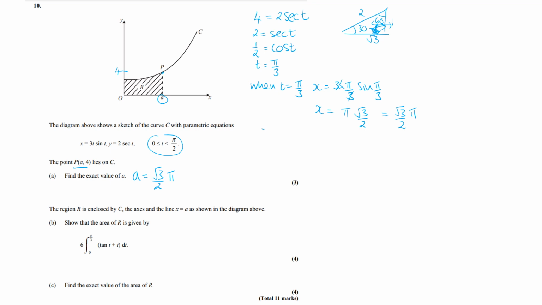Okay, now let's have a look at the next part, B. The region is enclosed with the line x equals a, and we've got to show that the area is given by this integral here. So when you do an integration to find the area under the curve, you need to integrate y with respect to x.